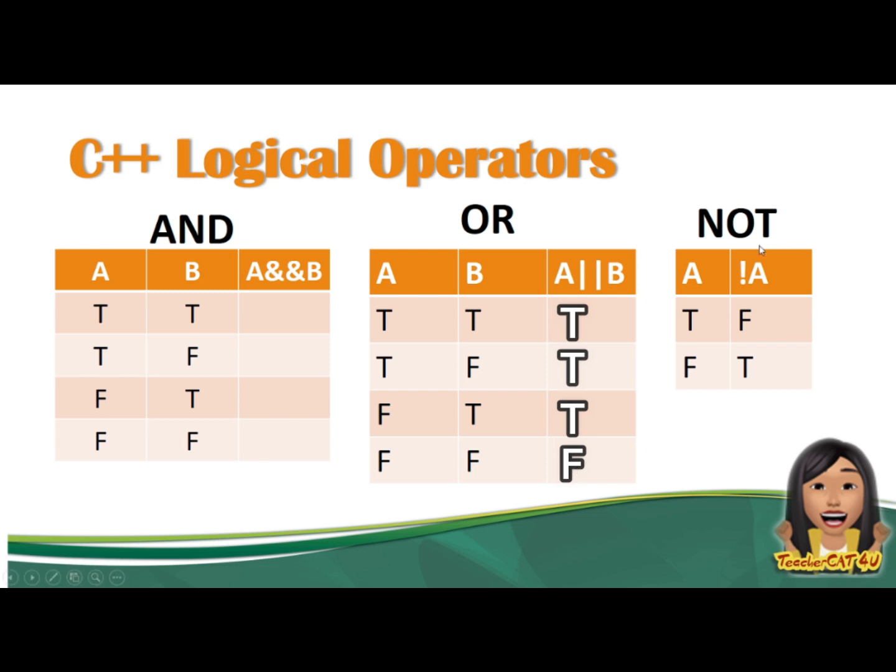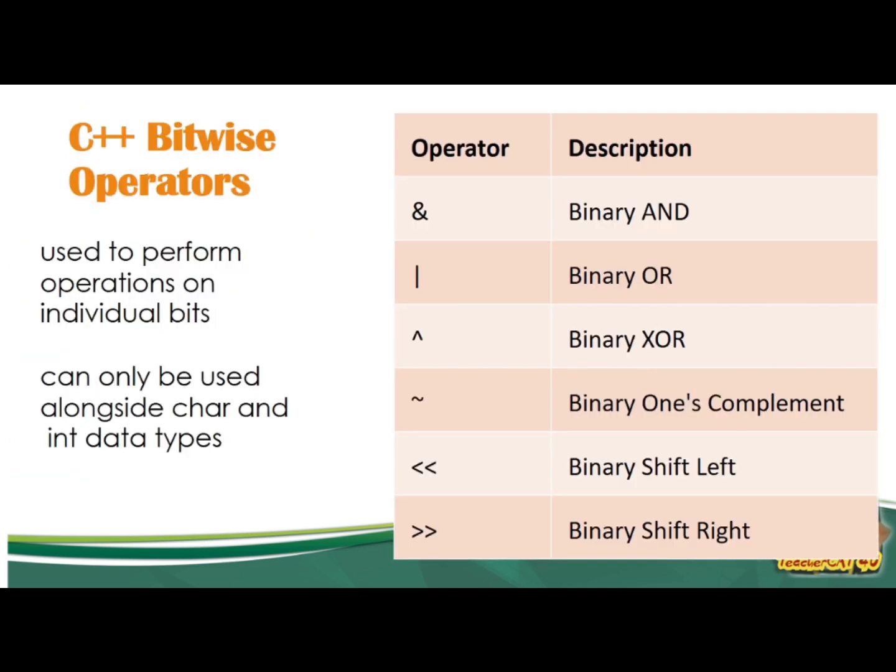Then next, we have not. So not is the opposite. So we have the sample variable A, true, false. So for example, not true, syempre false. Not false, the answer will be true. Sample program. Then next, we have the C++ bitwise operators.